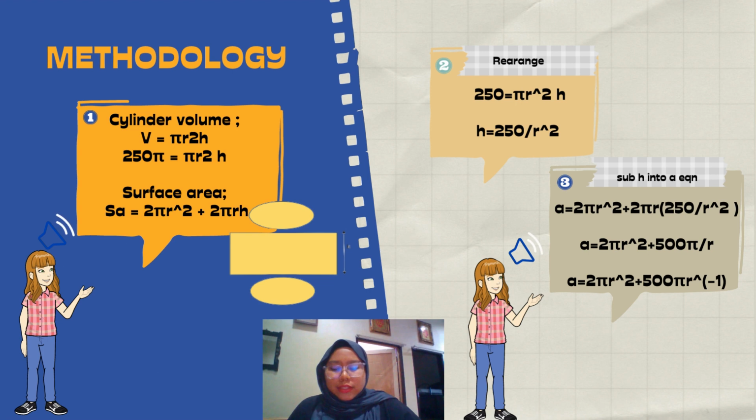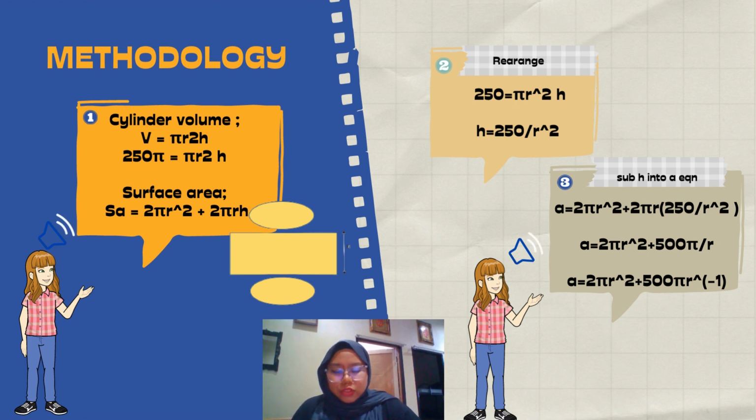Now we need to write the equation of surface area. 2 pi r squared is the area for two circles. Since it has two circles, we need to multiply by 2. And for the rectangle part, 2 pi r h, the length of the rectangle is equal to the circumference of the circle, and we also need to multiply by 2.